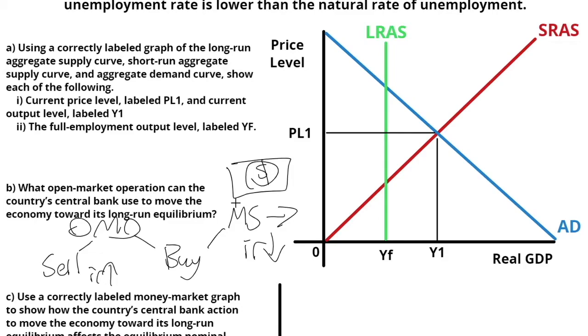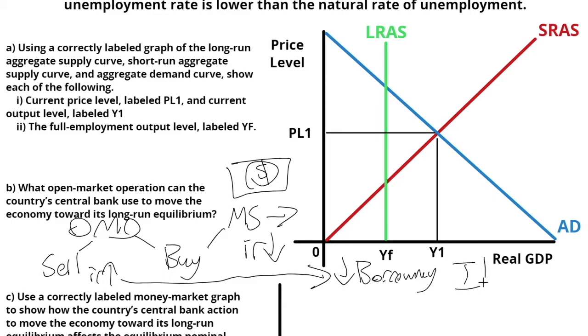Now since we're in an inflationary gap, we want to shift money supply to the left by selling bonds to increase nominal interest rates. Now this increase in nominal interest rates will lead to a decrease in borrowing and consumption of interest sensitive goods, which will lead to a decrease in investment expenditures and would shift aggregate demand to the left. So for B, we'd want to sell bonds. And you get a point for saying that the central bank would want to sell bonds.